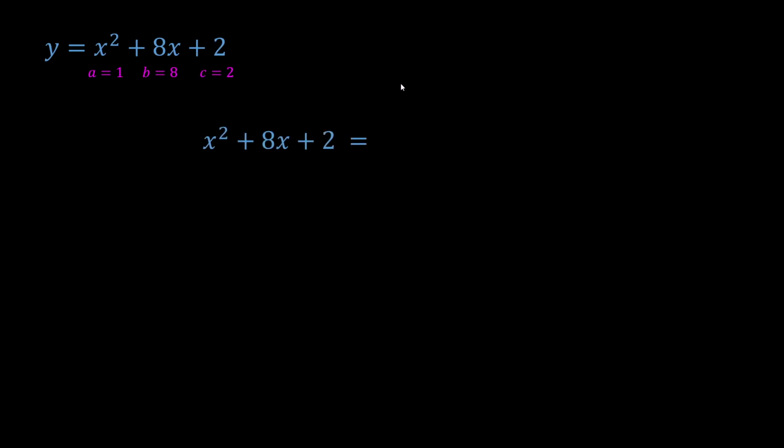Now when we complete the square, we use what I call a magic number. The magic number is this b value, but it's half of this b value, okay? So 8 divided by 2 is 4. So in this case, my magic number is going to be 4.